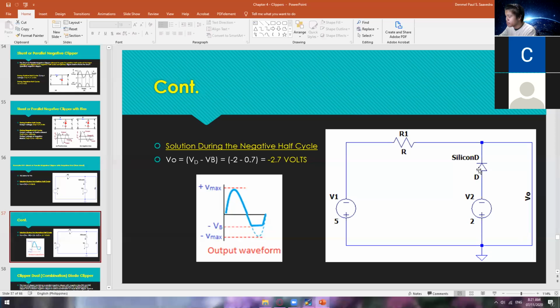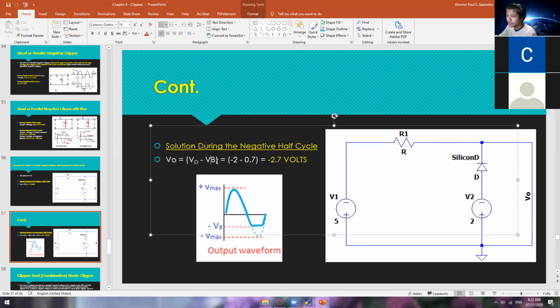So again, you're going to get the voltage drop of the diode and then the bias voltage. From here, we have negative 2 and then negative 0.7. For you to get the correct polarity or sign, just base it on the polarity of your diode and bias voltage. So we have negative and negative: negative 2 and negative 0.7. Just add those two, then you'll get negative 2.7 volts. Okay, so that's how we got this answer.